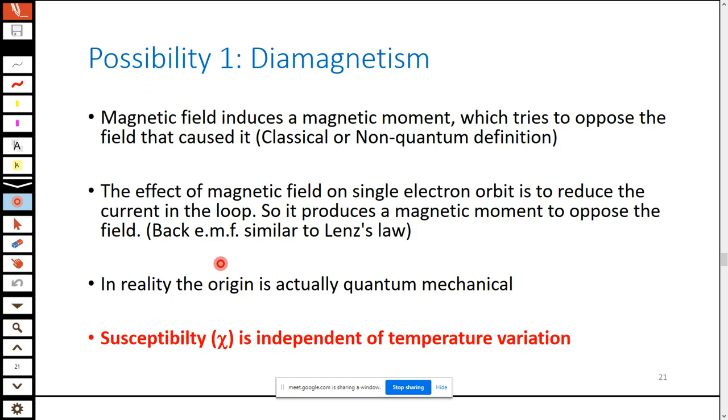Although the origin is actually quantum mechanical, maybe when you do a course related to quantum mechanics, you will understand how diamagnetism actually comes from these electrons. But in this course we will only stick to the classical description. We will not really go into quantum mechanical descriptions unless it is really required. But always remember, magnetism is actually a real quantum mechanical phenomenon.